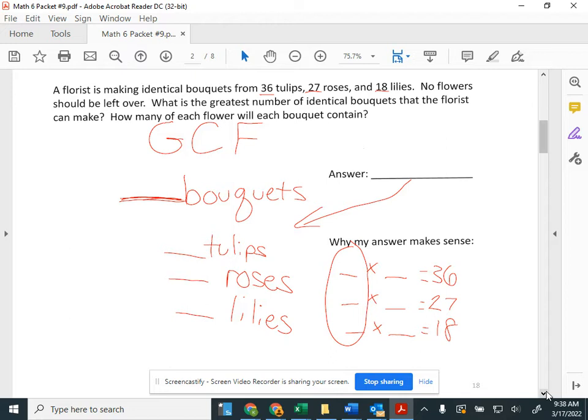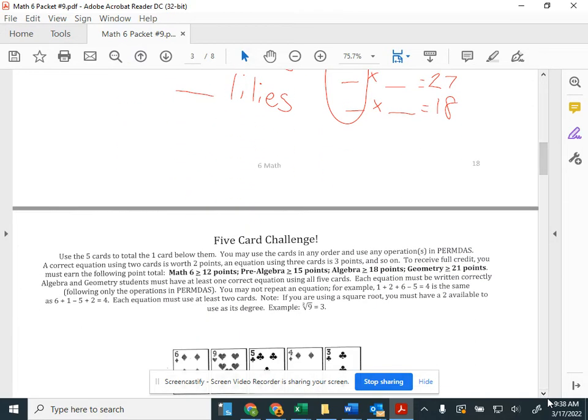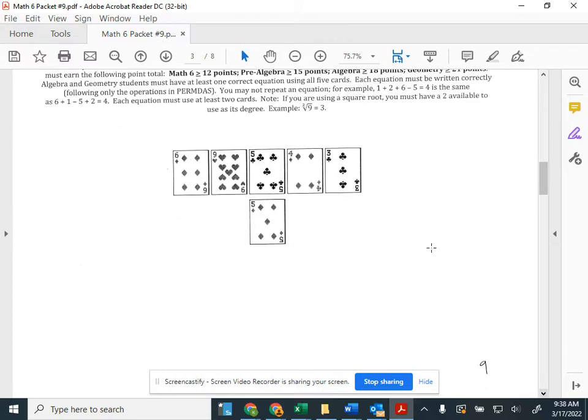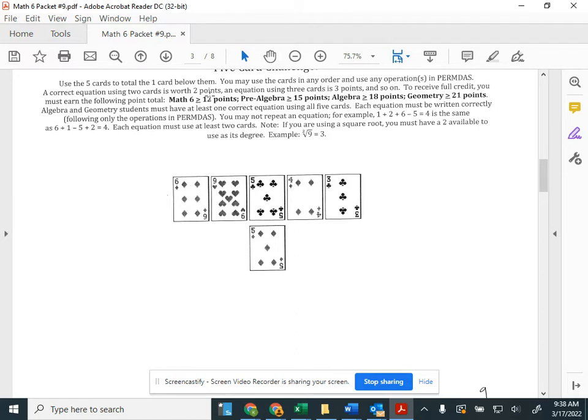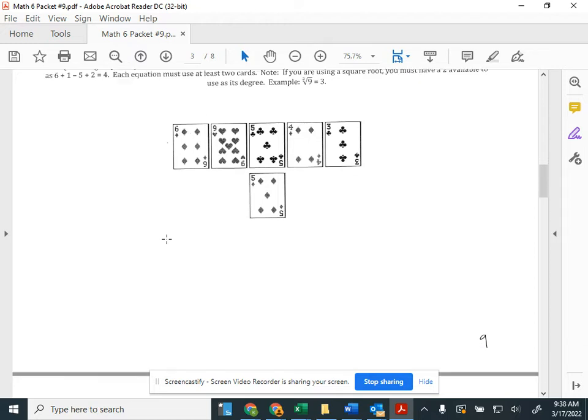Okay, we're going to move on. I will give us work time when we're done going through our packet. So we're moving on. Our next one is our 5-card challenge. We know 5-card challenges. We cannot just say 5 and call it 1 point because we have to do equations, right? You need to use operations. Make an equation. One number is not an equation. So you cannot just put 5 and count it as 1 point. You have to have an operation.